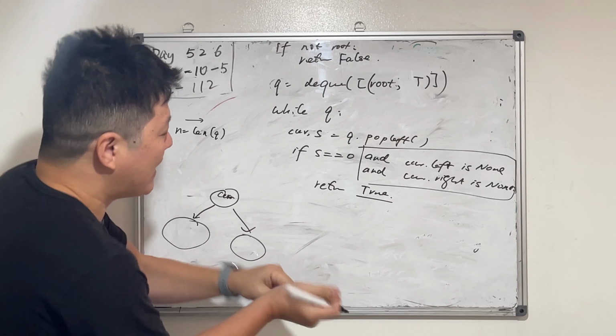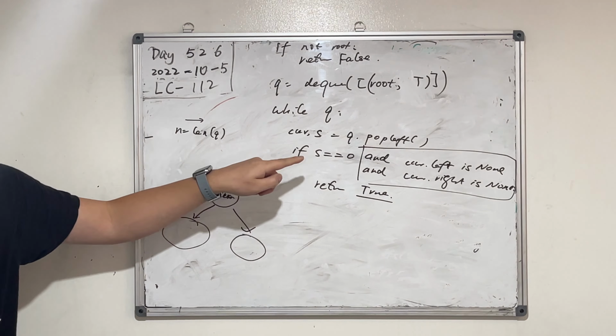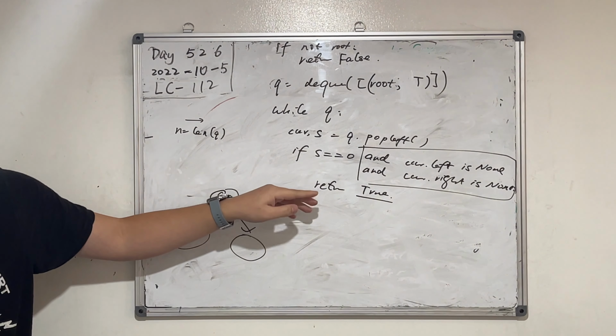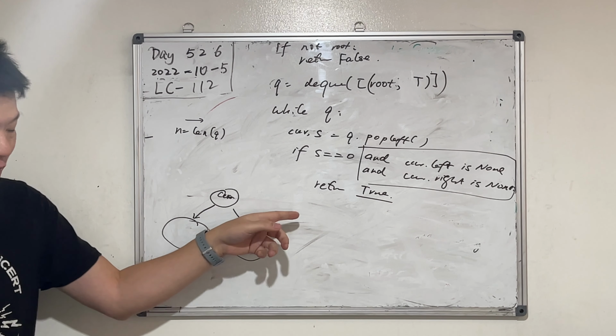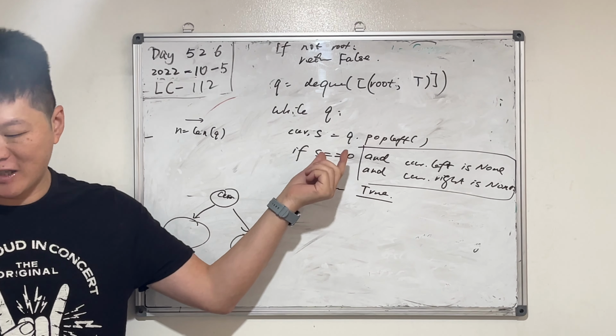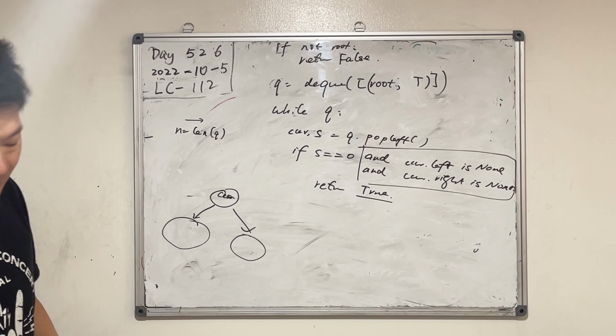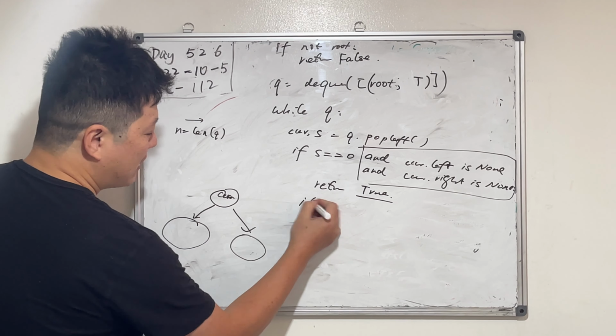Okay, a leaf node. And it's a leaf node, and also the remaining sum is 0. So we should return true or false? True. Yeah, because we find the path and it's a leaf node, right? That's what the definition is. Otherwise, we need to keep pushing the kids.